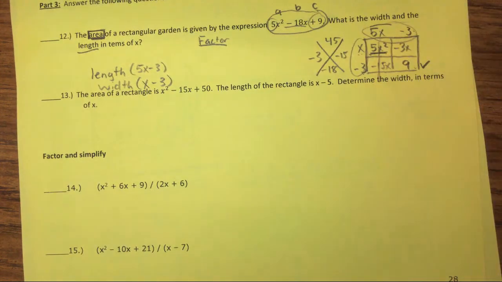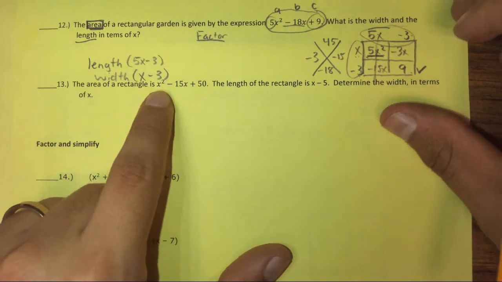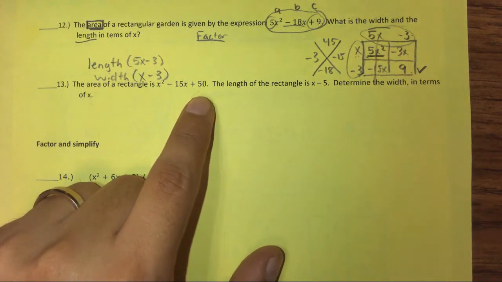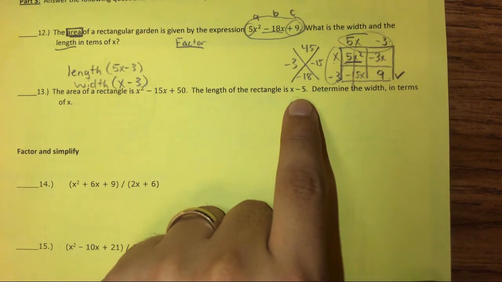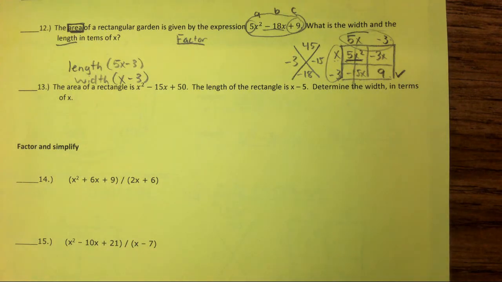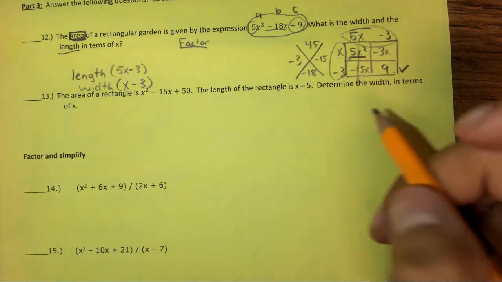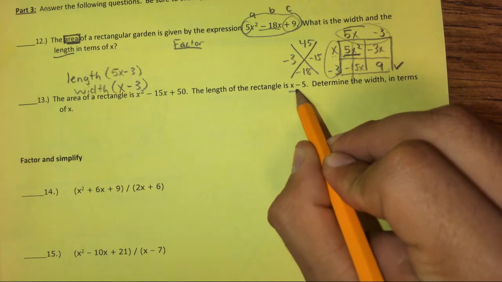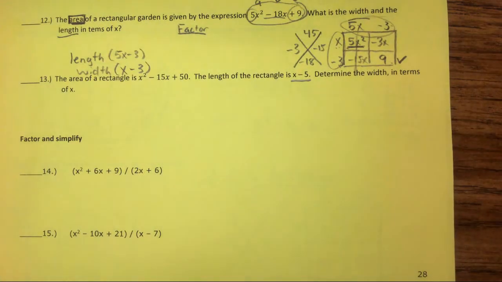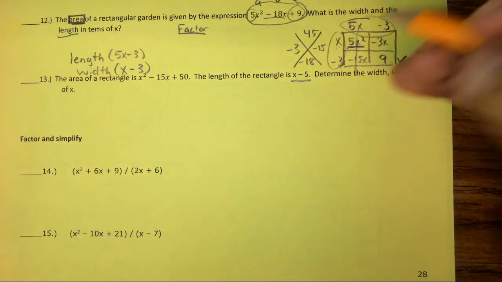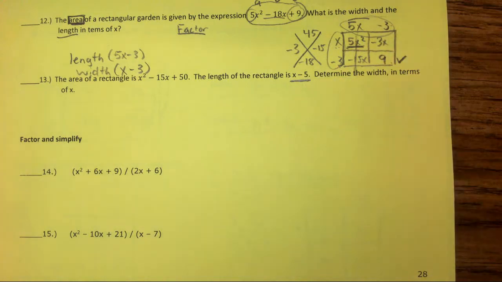Do the same thing for the 13. Again, it says area of a rectangle is this, x squared minus 15x plus 50, with the length of the rectangle being x minus 5. Determine the width in terms of x. So this one, they do give me a little bit more information. They give me one of the sides. There's no other way to solve this. I still have to go in and I still have to factor. Once I factor, obviously I don't name this one, I name the other one.